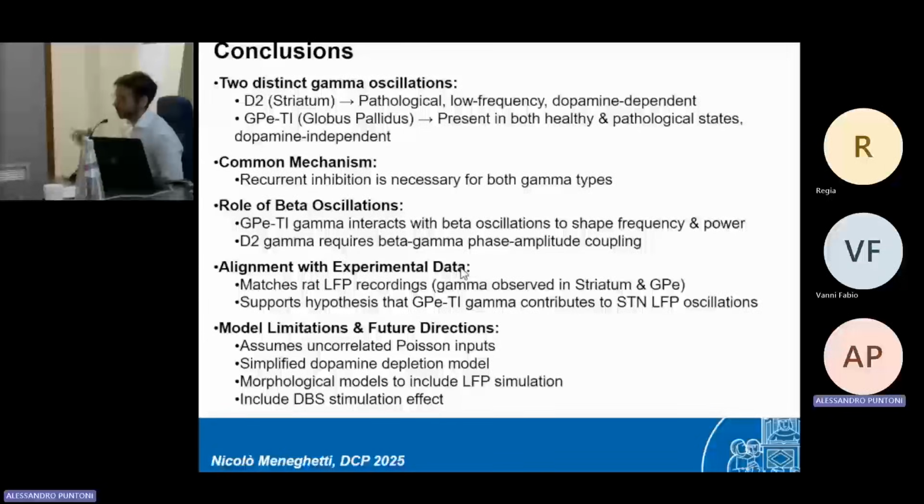The presence of beta oscillating patterns of excitability within the basal ganglia, as we have seen, impacts the emergence and the features of gamma oscillating patterns. And this aligns with recent experimental evidence in which you can actually see, especially in rat models of Parkinson's disease, but also in humans, the presence of gamma oscillating patterns within the basal ganglia. And they're actually being currently investigated as an additional set of biomarkers to drive adaptive deep brain stimulation technologies.